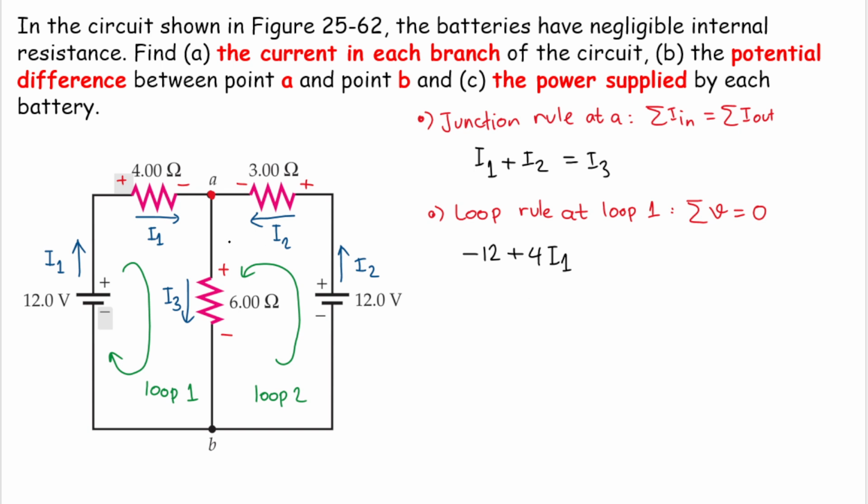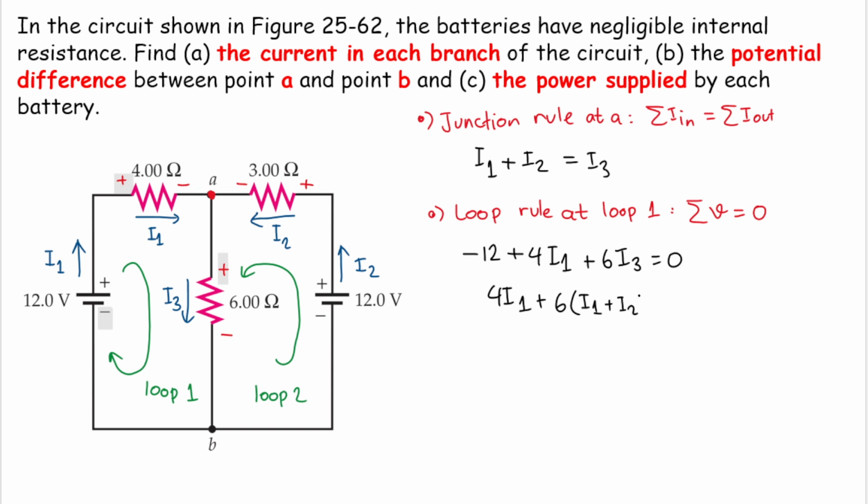And then what else? We will have this one here, where the loop enters from the positive side. So I will have plus, and we will have 6, and the current that passes through this resistor is I3. All of that will equal 0. Now we will have 4I1, and then plus 6I3. But I3 is I1 plus I2, so I will have I1 plus I2.